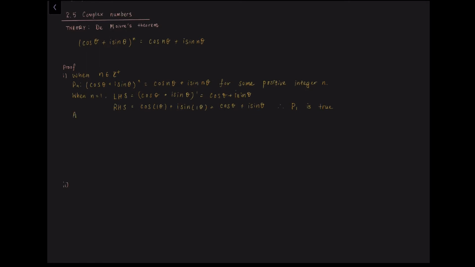And then we assume that Pk is true. Then the fourth step, we say (cos theta + i sin theta)^(k+1) equals (cos theta + i sin theta)^k times (cos theta + i sin theta). And using De Moivre's theorem, we change (cos theta + i sin theta)^k into cos k theta + i sin k theta.